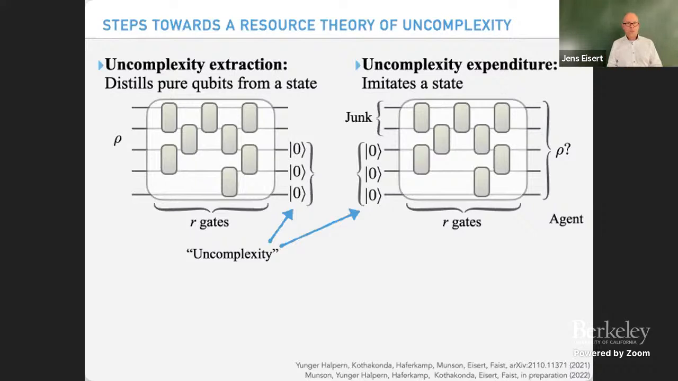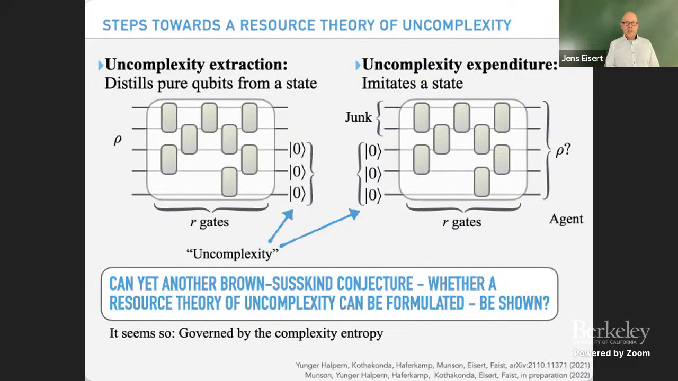We set out to tackle the question of whether yet another Brown-Susskind conjecture can be shown, namely whether a resource theory of uncomplexity can be formulated. And the answer seems to be yes. That's governed by the complexity entropy, and both tasks are defined in their optimal probability of success in the resource theoretical framework in terms of the entropy measure that I just showed a minute ago. So we can think of a resource theory of uncomplexity. We can also define monotones that would grow. One can also relate this to the second law of complexity growth that I mentioned earlier.